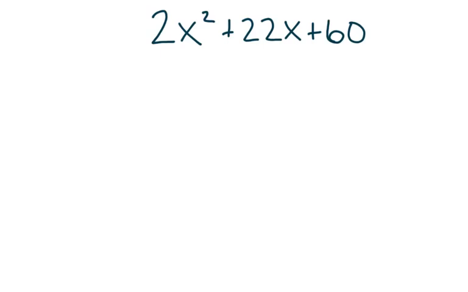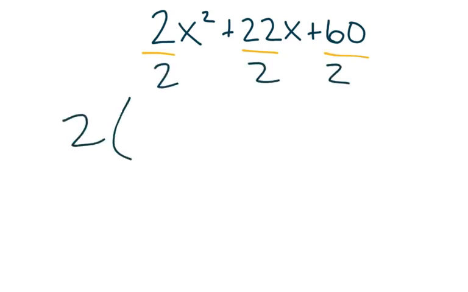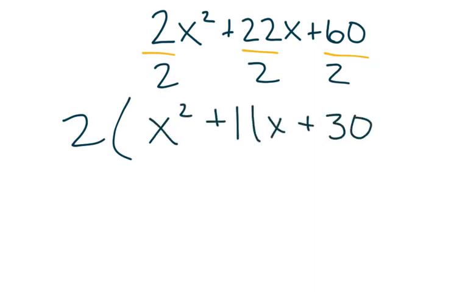Let's see if I can try not to screw this one up. Look at all three terms. They're all divisible by a 2. So we're going to take out a 2. We're left with x squared plus 11x plus 30.